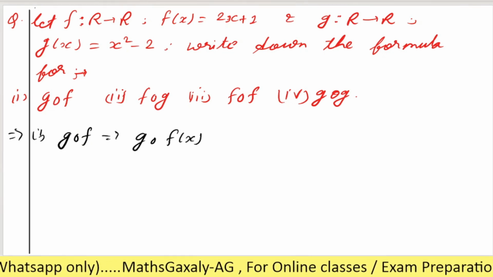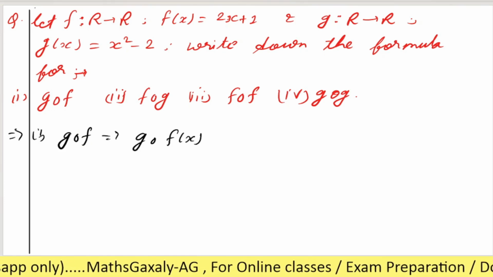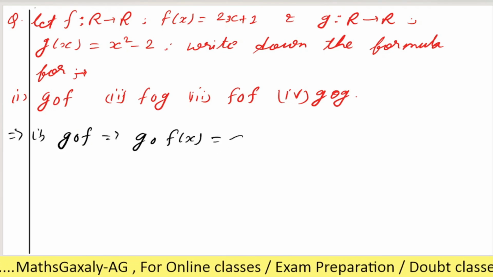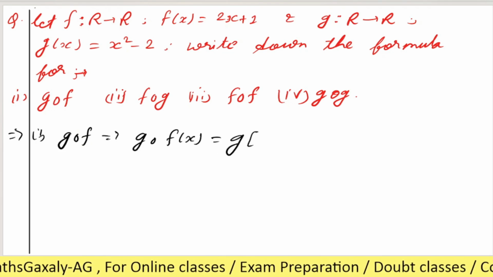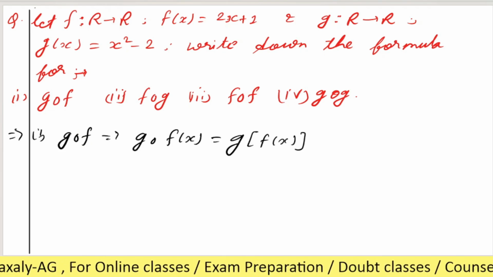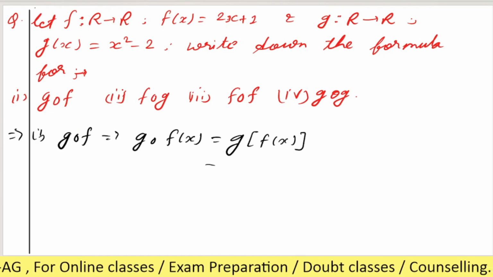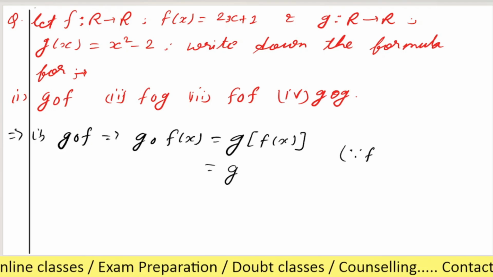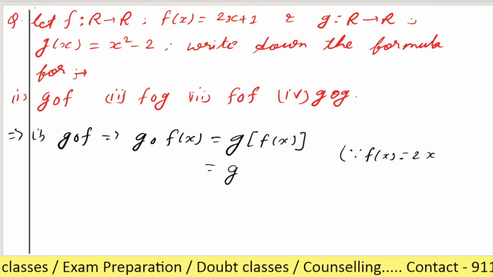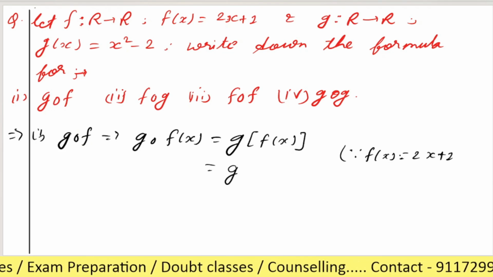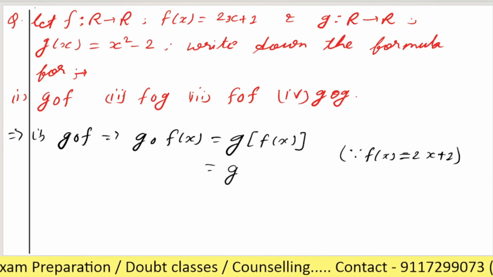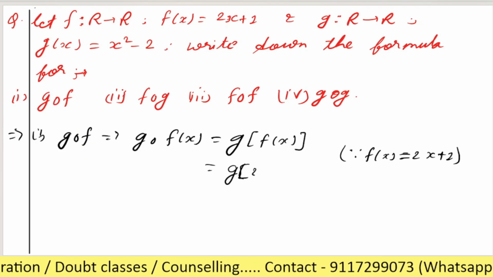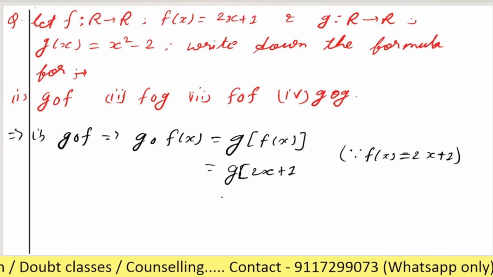So we will do for gof, g of function fx, right? So it will be written as g of function fx, and fx is 2x plus 1, so in the place of fx we will write 2x plus 1. So it will be g of 2x plus 1, right?